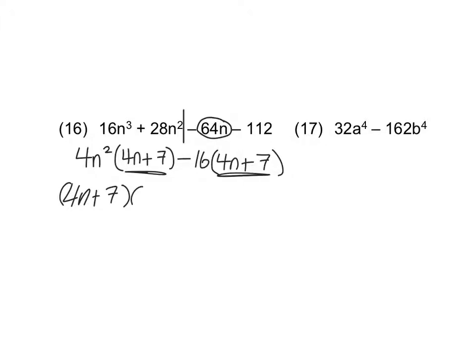When I pull it out, I'm left with what? 4n squared minus 16. Indeed. But that's not our final answer, because what do we know about the 4n squared minus 16? We factored using what technique? Dots.